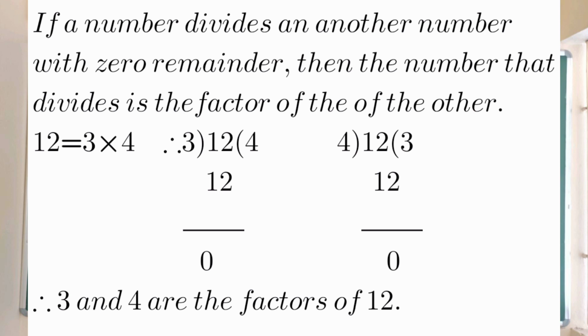We all know that if a number divides another number with zero remainder, then the number that divides is called the factor of the other. Suppose 12 is divided by 3 and 12 is divided by 4 with zero remainders. Therefore, 3 and 4 are the factors of 12.